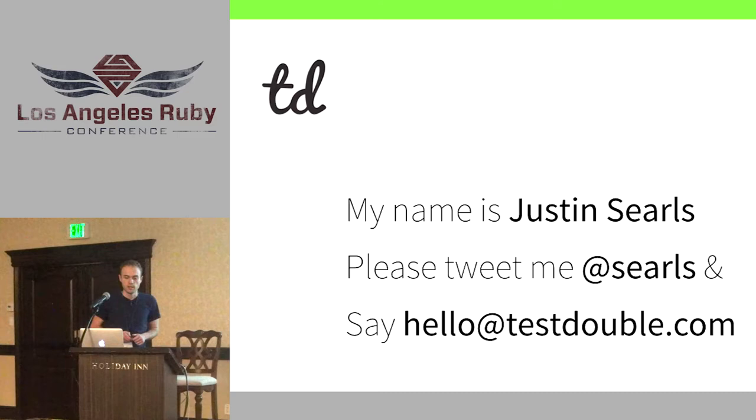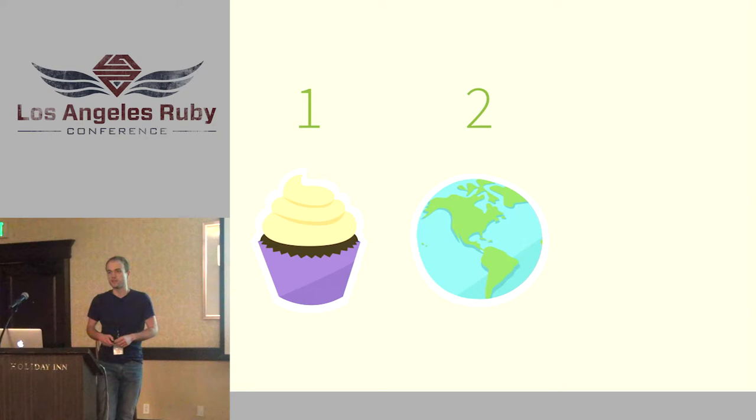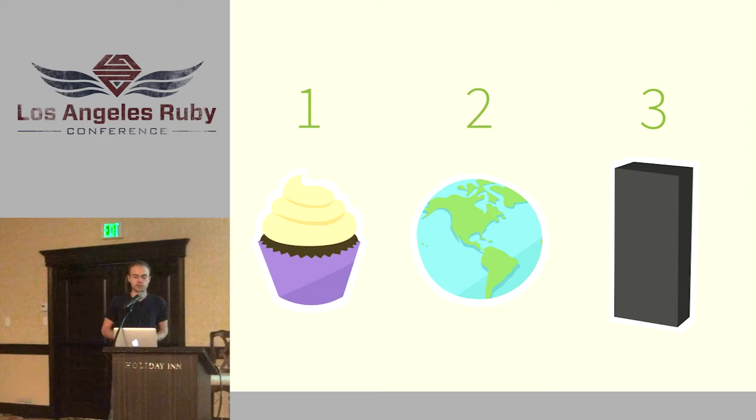This is a talk about three of my favorite things. One is cupcakes. The second is the planet Earth. I'm not sure if you're a fan. And third is monolithic application architecture.